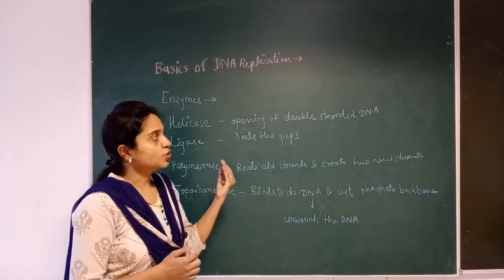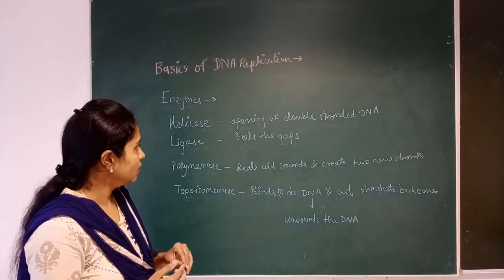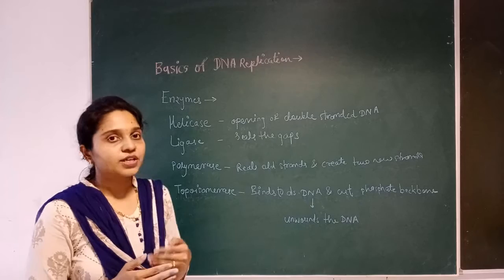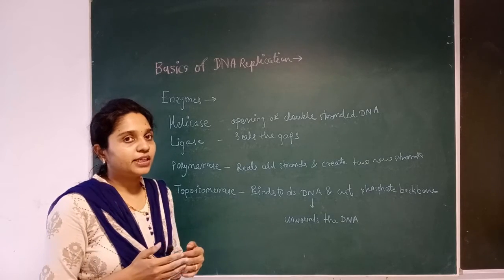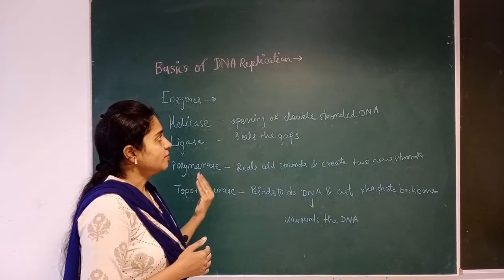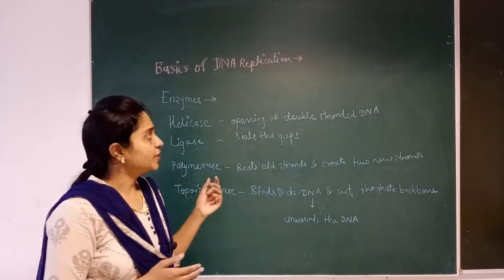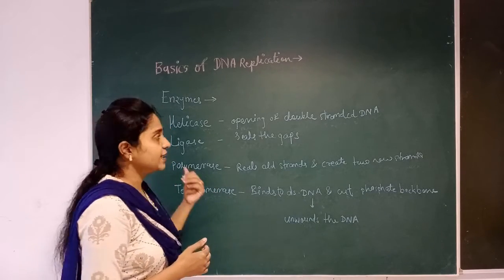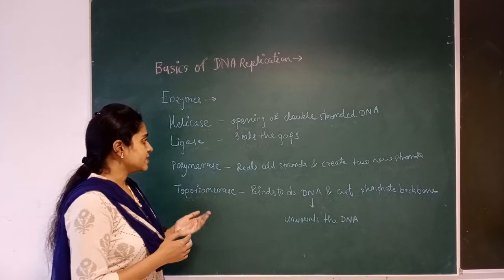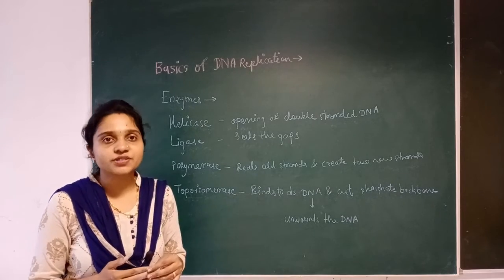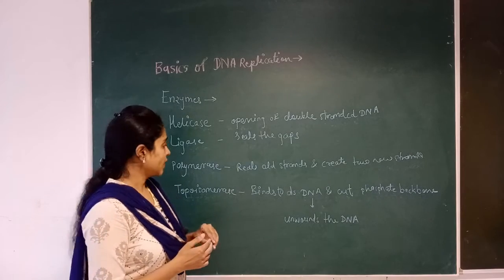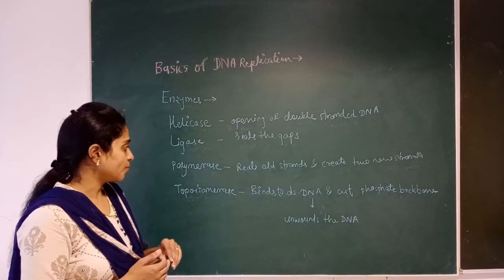The first one is the helicase enzyme. It helps to open the double-stranded DNA molecule. The next enzyme is ligase enzyme, which seals the gap between the DNA molecules. Due to some radiation or some breaks that happen during replication, they are sealed by the ligase enzyme. Then the next enzyme is polymerase enzyme, which reads the old strand and helps to create the identical new strands. The last one is topoisomerase.